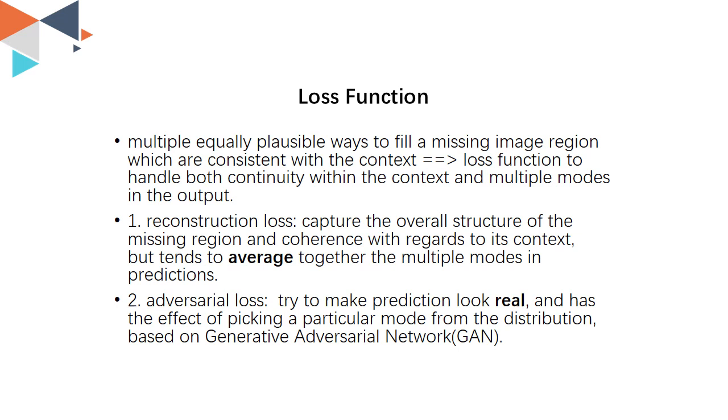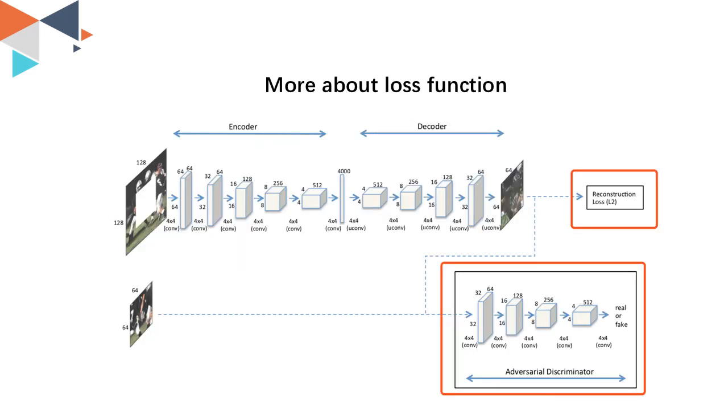Firstly, the reconstruction loss. It captures the overall structure of the missing region and coherence with regard to its context, but tends to average together the multiple modes in predictions. Secondly, the adversarial loss, which tries to make the prediction look real, and has the effect of picking a particular mode from the distribution, based on the generative adversarial network, the GAN. And in this diagram, we can see the 2 loss functions.